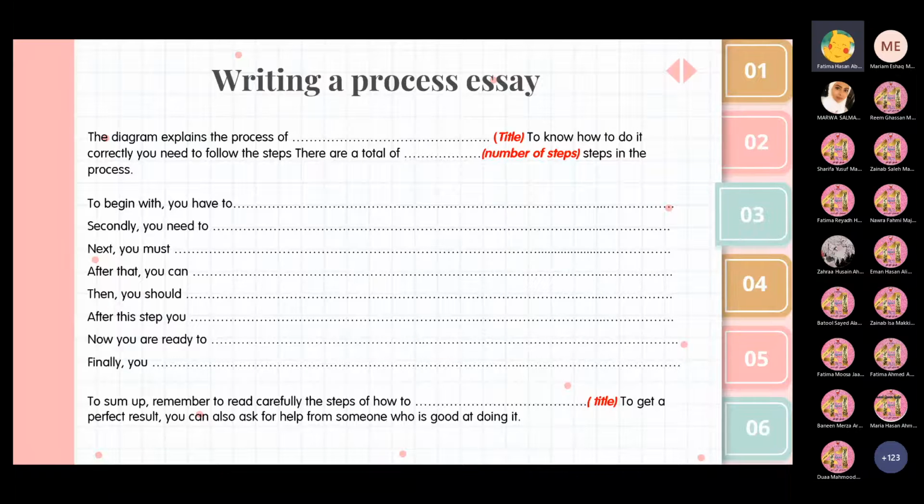Okay, now we will start with to sum up. Remember to read carefully. What is the title of the process essay? Yes, Betul. How to make fluffy pancakes. Good job. To get a perfect result, you can also ask for help from someone who is good at doing it.